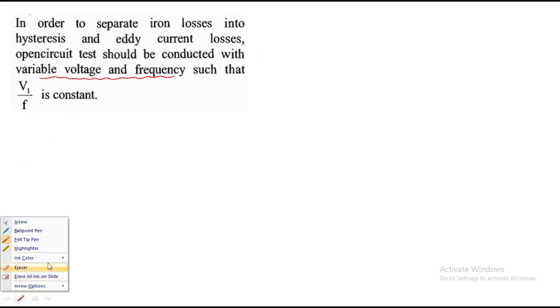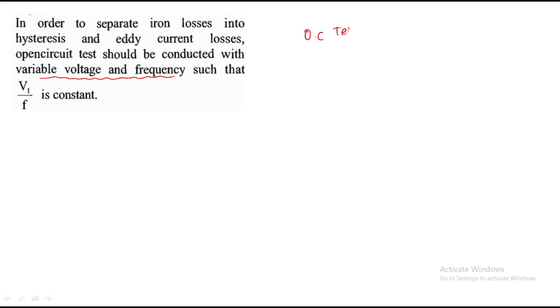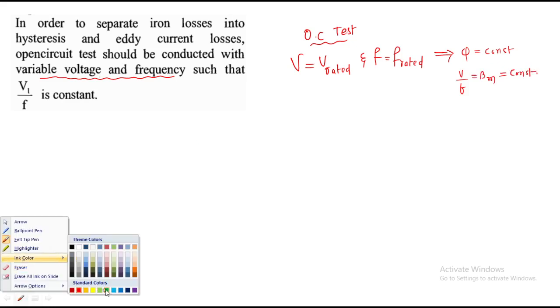So what is the open circuit test? In the open circuit test, we provide the rated voltage, and what about the frequency? Frequency is the rated frequency, to maintain what? Flux constant, right? That is V by F, which is equal to B max, should be constant, right? So from this we are going to get iron losses.